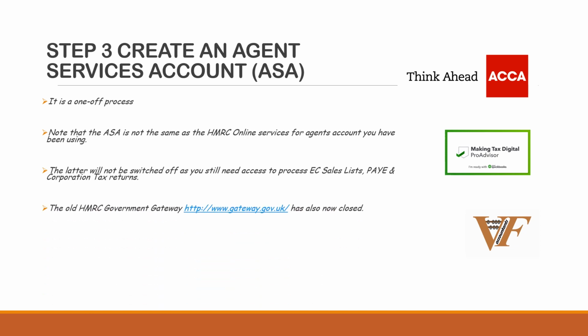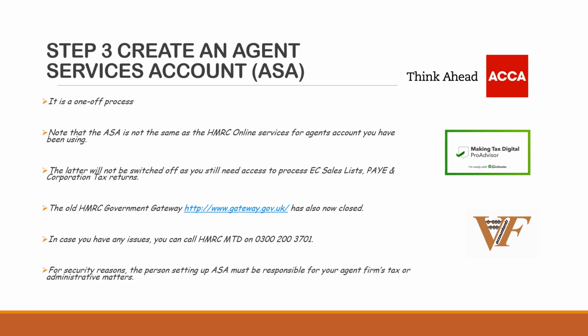The old HMRC government gateway has now also closed. In case you have any issues, you can call HMRC MTD on 0300 200 3701. For security reasons, the person setting up ASA must be responsible for your agent firm's tax or administrative matters.